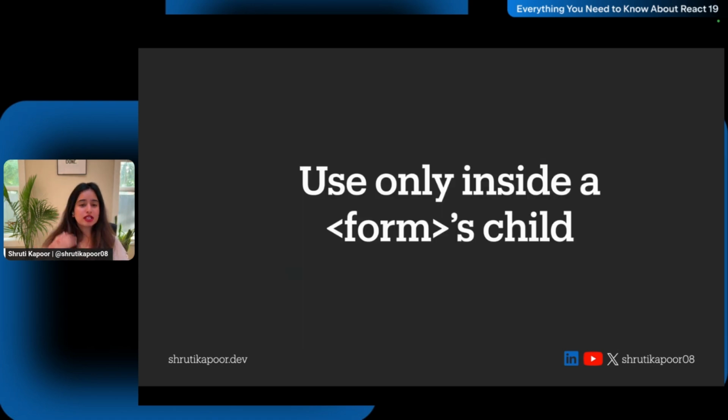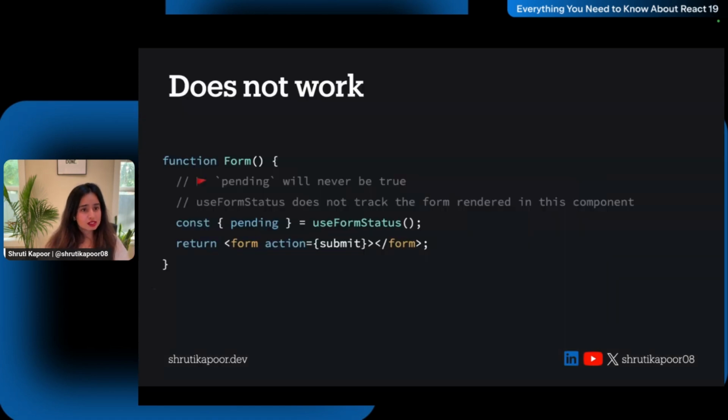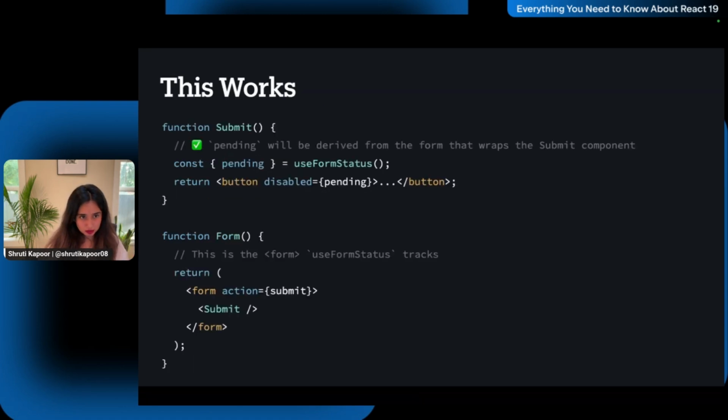However, there is one caveat of this hook, which is that it can only be used inside a form's child component. What that means is, in this case, where I have a form at the top and I'm using pending out of use form status within the same component that has the form, that won't work. In order to make it work, I'll have to create a child component, which is actually within the form component where the form element was.